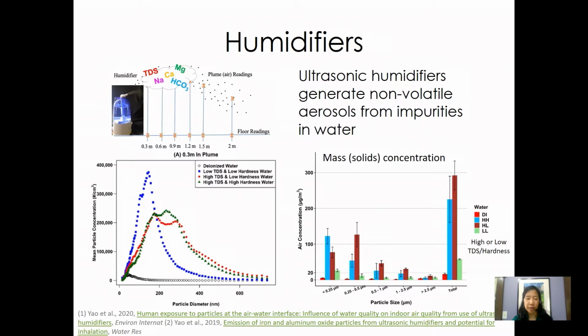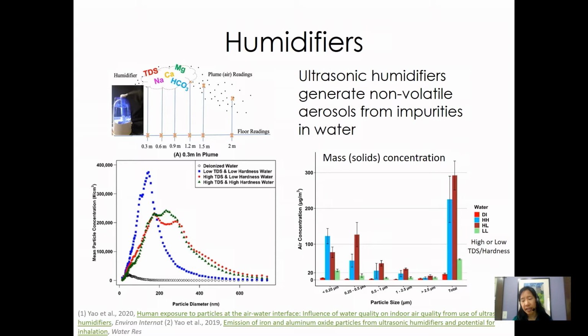And these are not just water particles or droplets, because you can see that the size distribution depends on the composition of the water. So when we have low total dissolved solids and low hardness, we have smaller sizes, but they're still pretty high in number. When we had high total dissolved solids, the size shifted over to the right a little bit. You can see it's actually a bimodal distribution, somewhere around maybe 100 to 200 nanometers is one mode, and then over larger than 200, there's another mode.